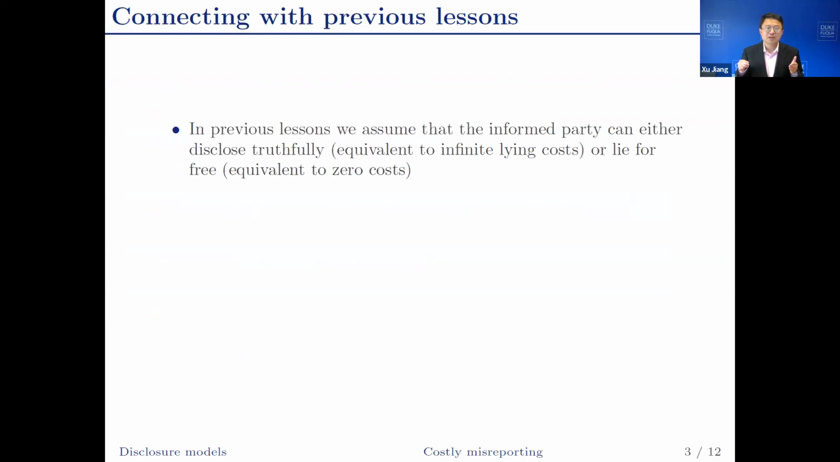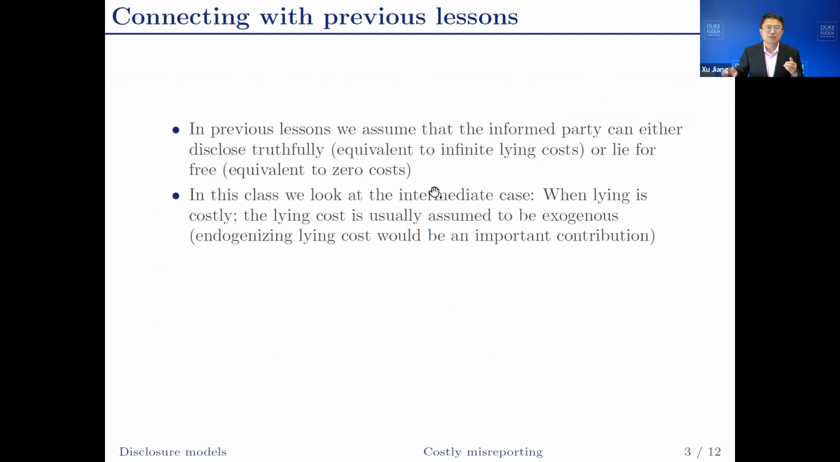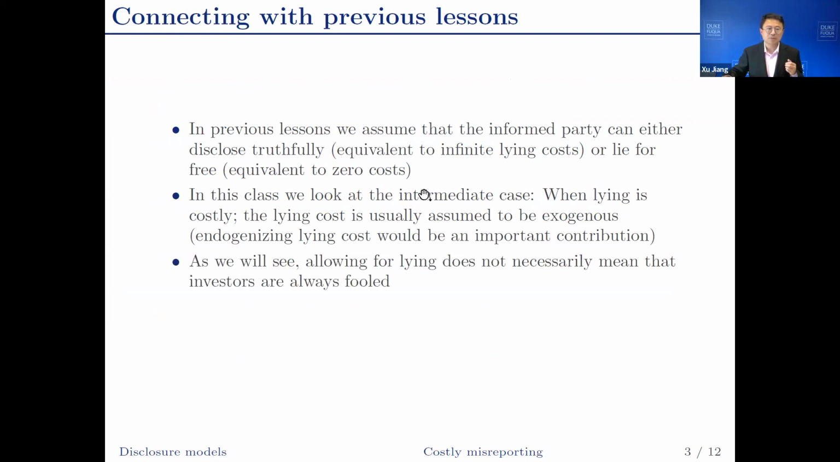In previous lessons, we assumed either the lying costs are infinite or the lying costs are 0. In this class, we look at the intermediate case. Lying is costly, but the cost is certainly not infinite. We assume exogenous lying cost. In my opinion, endogenizing lying cost would make a significant contribution to the literature.